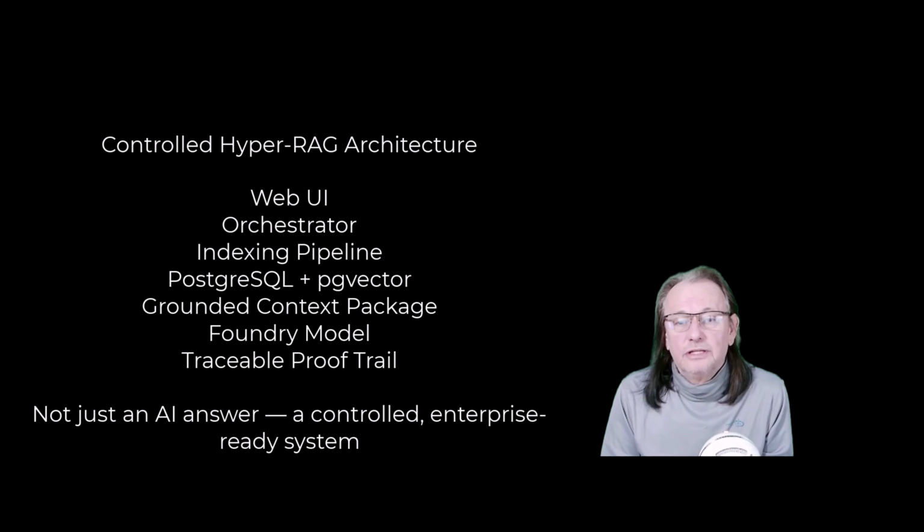If I had to reduce this entire demo to one simple message, I would say this. This is not an AI system that only looks smart. It is a system that is controlled, traceable, and professional enough to be evaluated from a real business and architectural perspective. Behind a single answer on the screen, there is a web interface, an orchestrator, a dedicated indexing pipeline, PostgreSQL with pgvector as the central retrieval store, a Foundry GPT model that receives only the final grounded context package, and a visible proof trail connecting source data, retrieval grounding, model request, and model response.